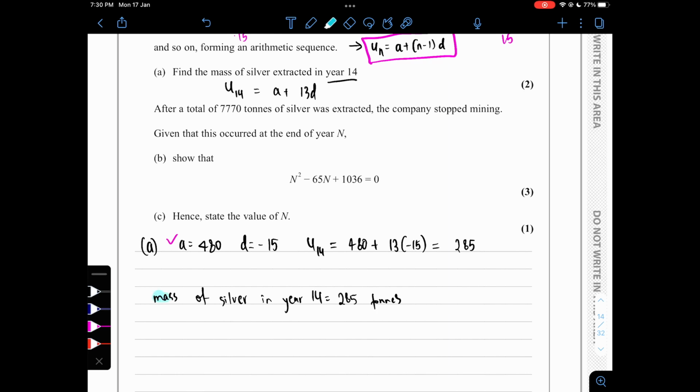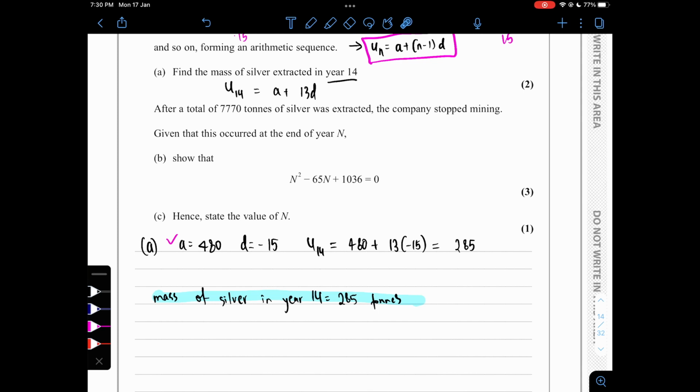Right. So that's that. What about part B? After a total of 7,770 tons of silver were extracted, the company stops mining. Given that this occurred at the end of year n, show that n squared minus 65n plus 1036 equals 0.